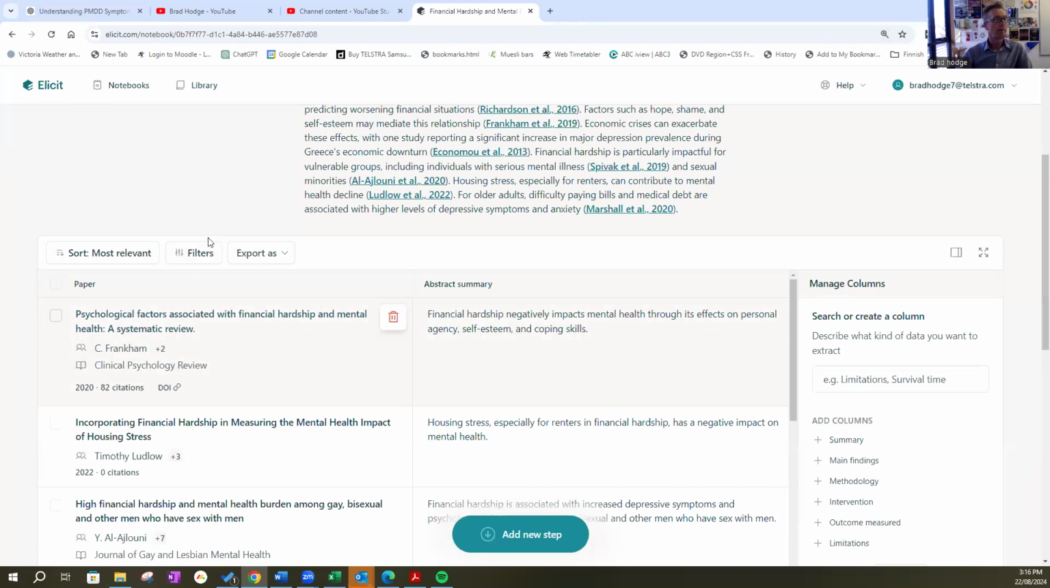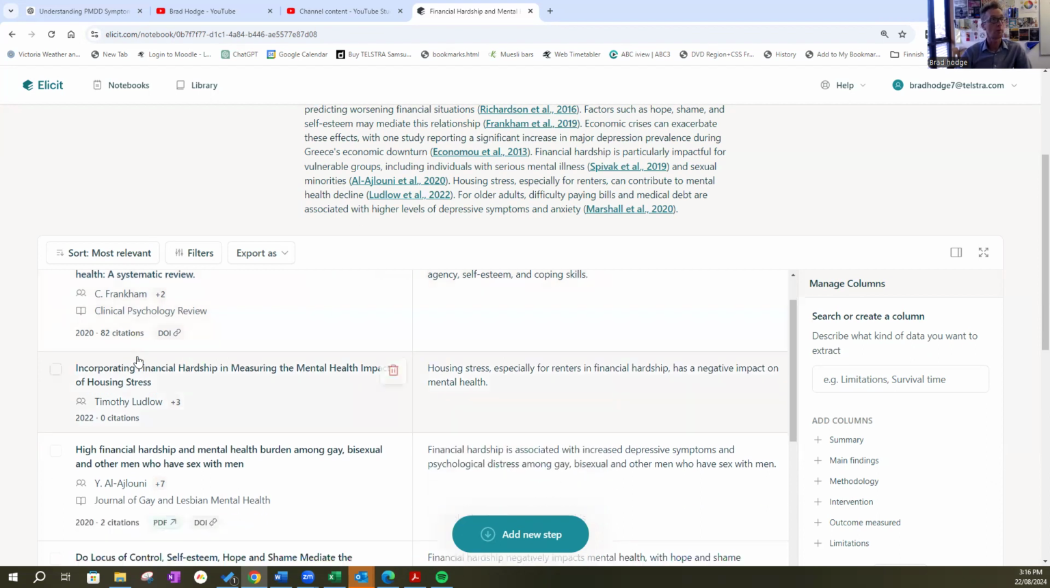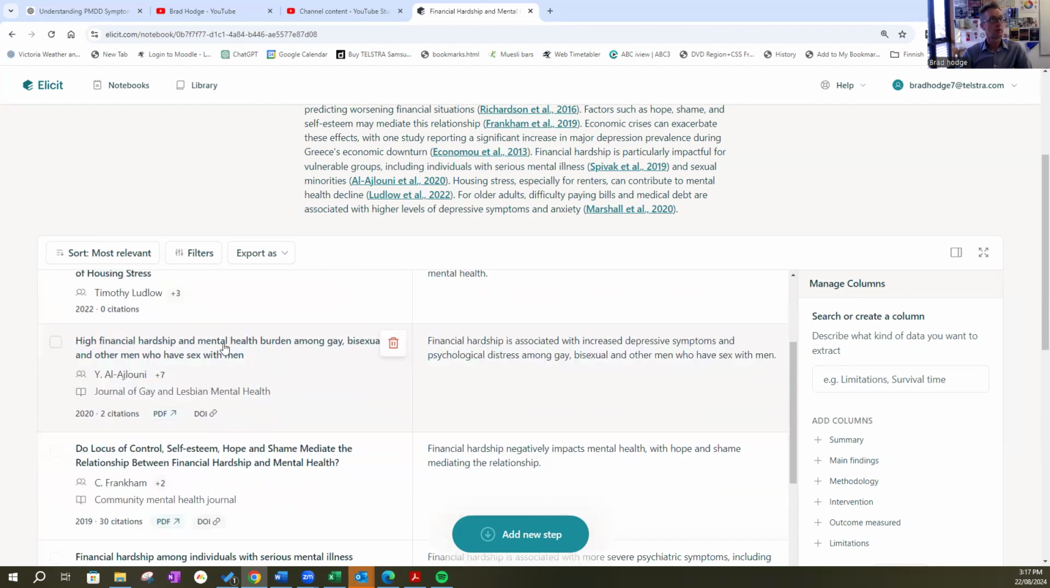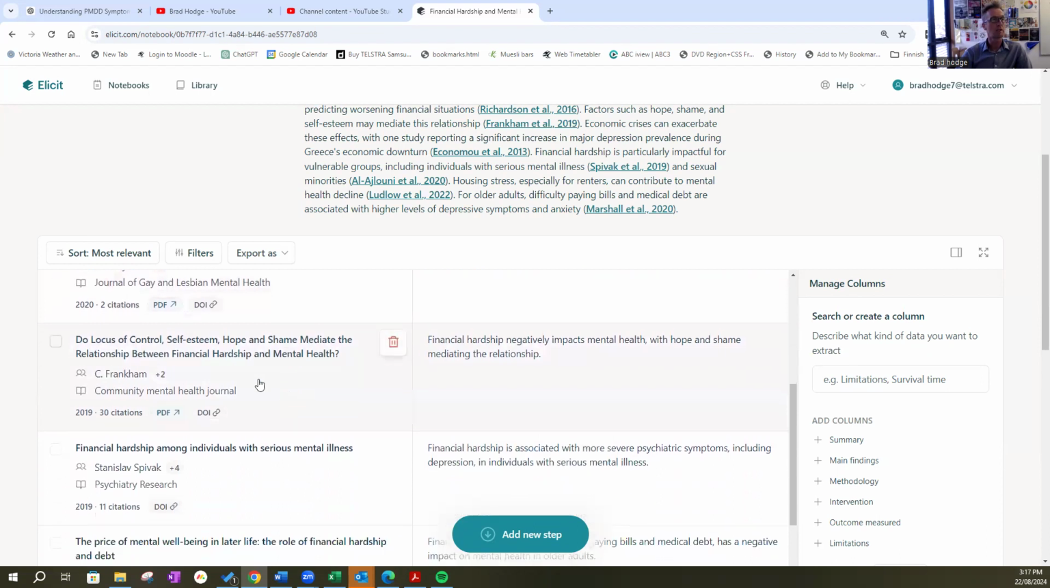Okay, so when we have a look at this, we've got psychological factors associated with financial hardship and mental health. Okay, that seems good. And it's a systematic review, which is kind of a summary, the simple version, a summary of a whole bunch of papers. So that might be really useful. Incorporating financial hardship in measuring mental health impact of housing stress. Yeah, that could be useful. So you can see here, high financial hardship and mental health burden among gay and bisexual men. Yeah, so that may or may not be relevant. So you can see here that you've got pretty good alignment between your question and the research.